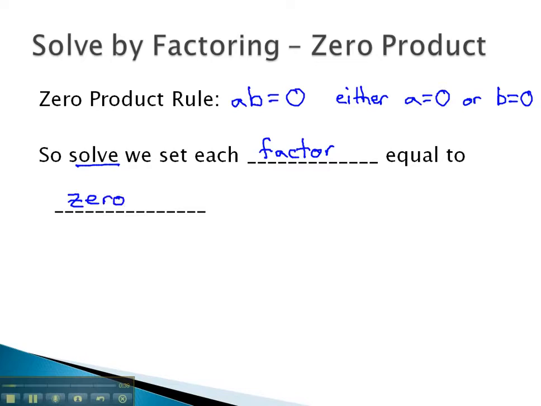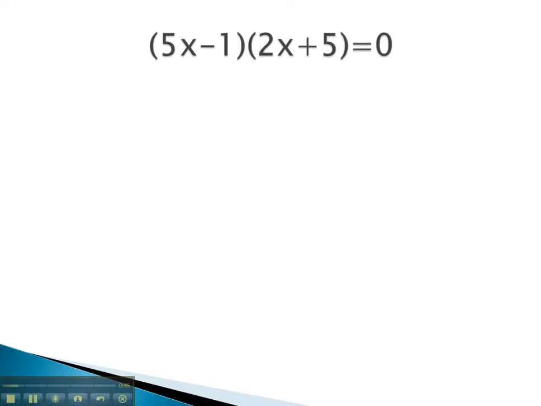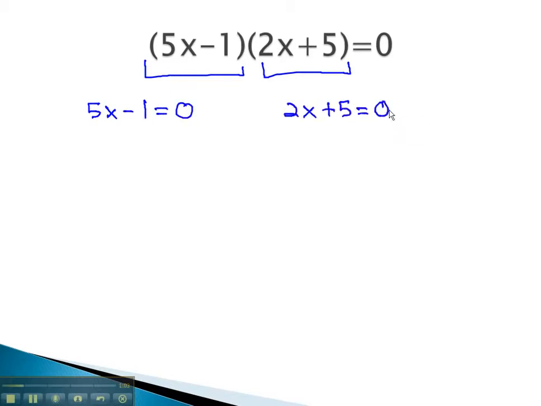Let's take a look at some examples where we can set factors equal to 0 to find out what x equals. In this problem, we have two factors, 5x minus 1 and 2x plus 5, that multiply to equal 0. This means one of the factors must be 0. So we write 5x minus 1 equals 0, or 2x plus 5 equals 0, and solve these two equations to find our solutions for x.